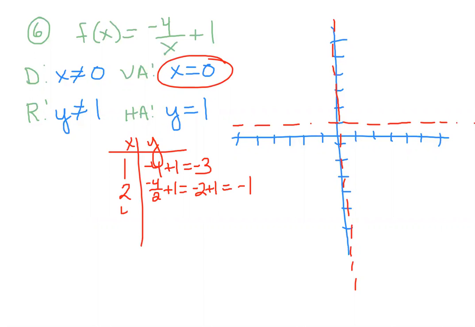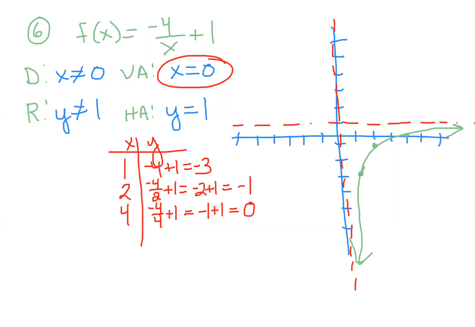But if I picked 4, I would get -4 over 4 plus 1. That's going to be -1 plus 1, which equals 0. So we can go ahead and graph that one right now. 1, -3, 1, 2, 3, 2, -1, 4, 1, 2, 3, 4, 0. So it looks like this.